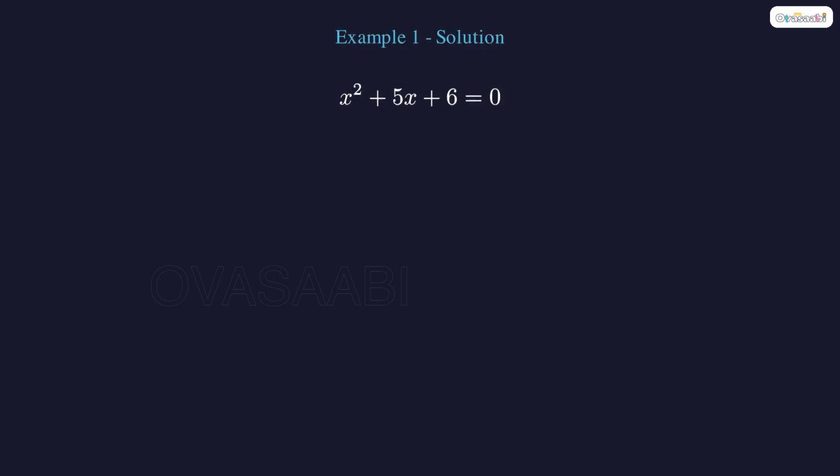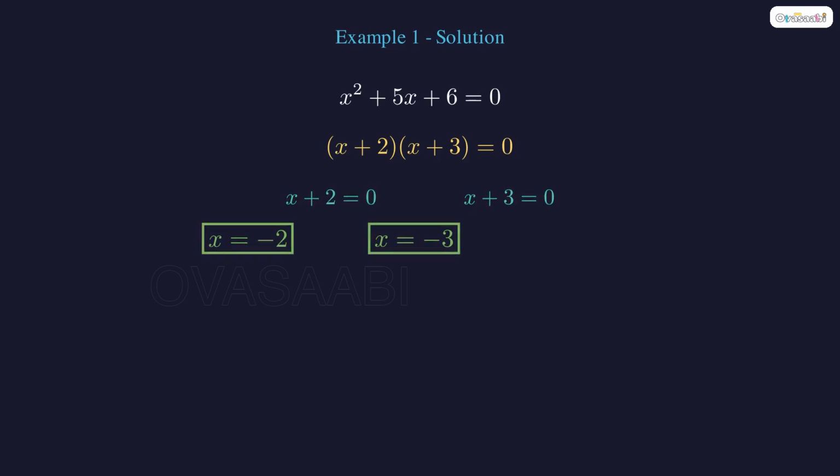So we write (x + 2)(x + 3) = 0. Setting each bracket to 0 gives x equals -2 or x equals -3. These are our roots, the answers.